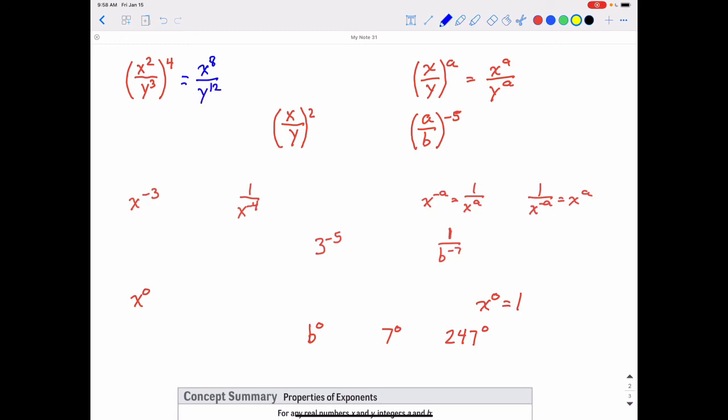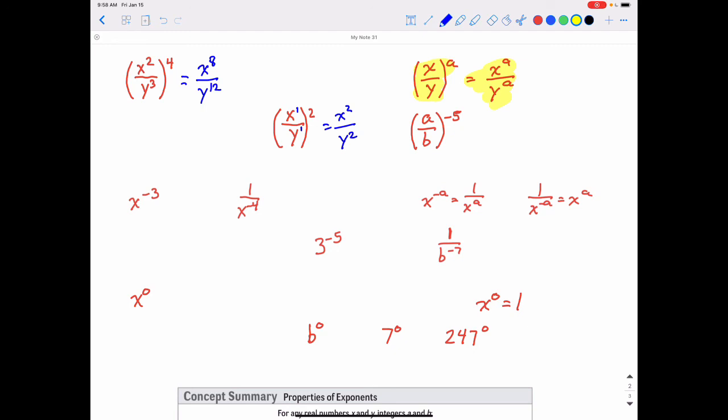So just like we've seen so far, if it's two terms being multiplied in parentheses, or two terms being divided in parentheses, both of those terms are going to be affected by the exponent. So x over y to the 2nd is the same as x squared over y squared, because, again, both of those have exponents of 1, and 1 times 2 is 2.